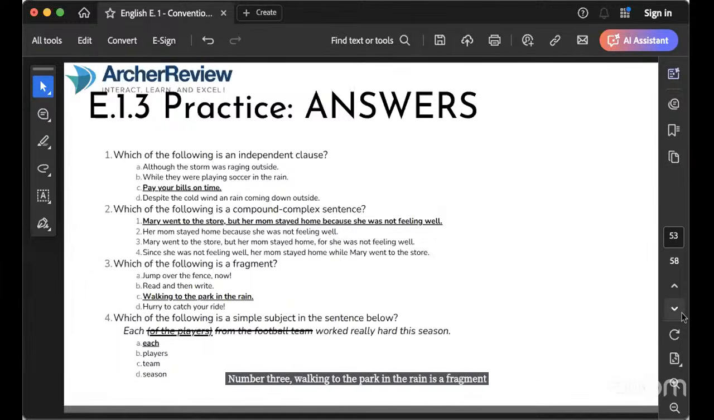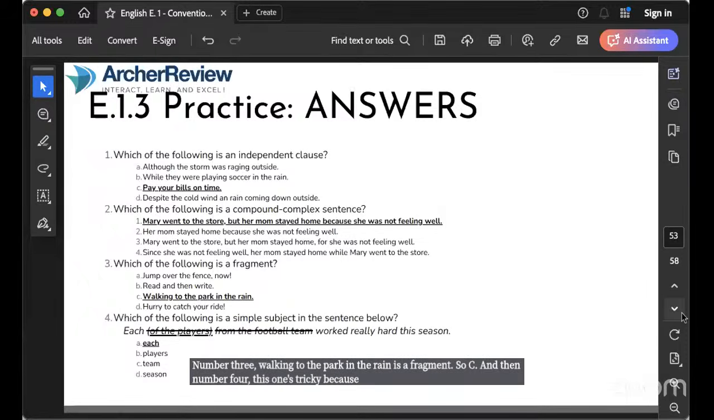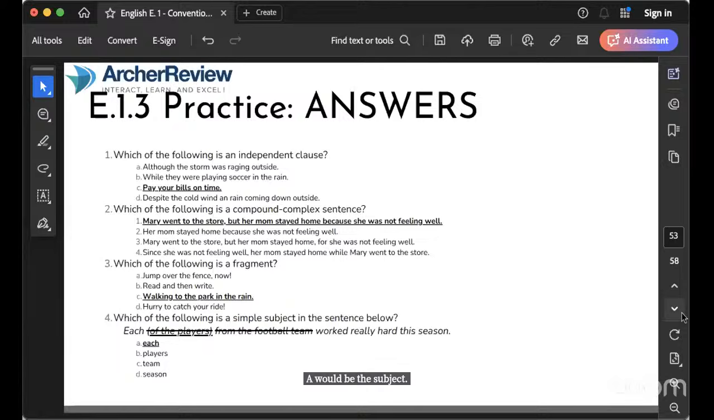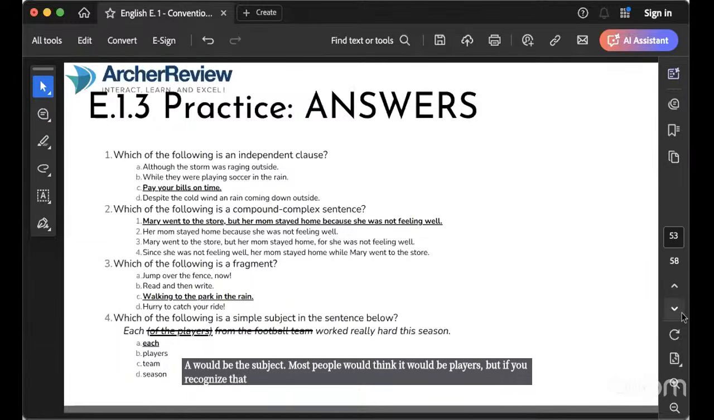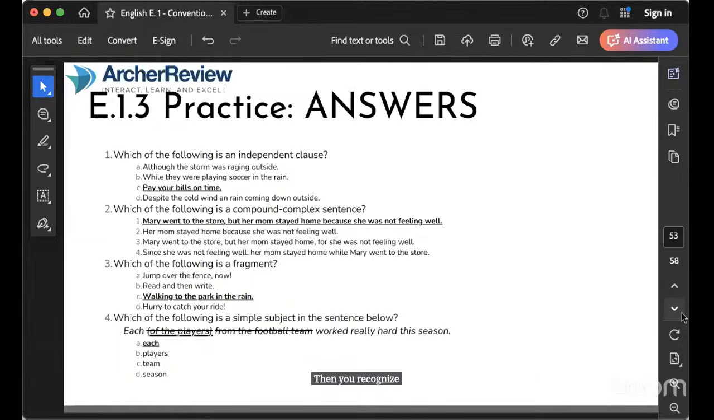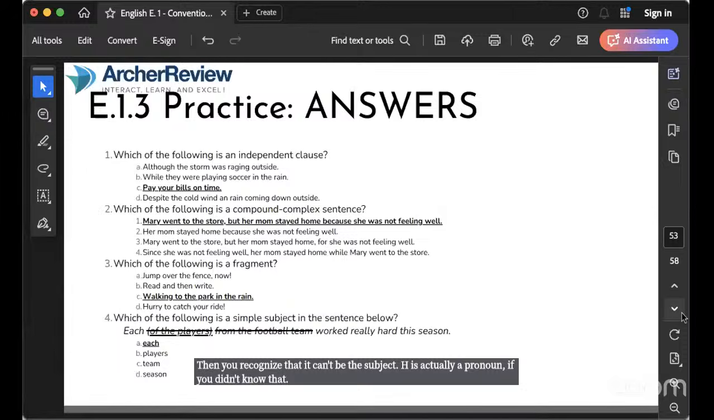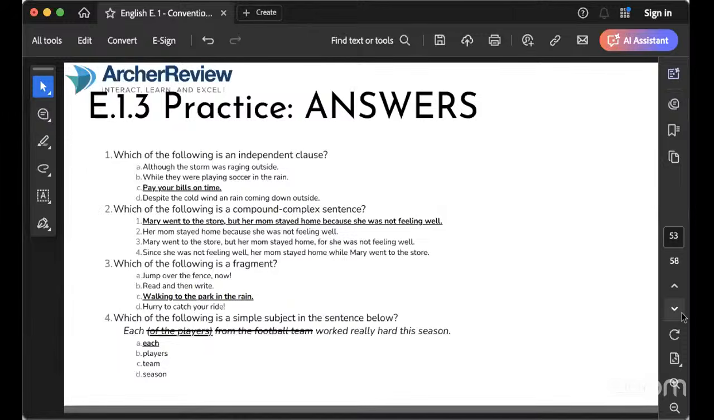So C. And then number four, this one's tricky because you have to remember that subjects cannot be included in prepositional phrases. So I just always mark through my prepositional phrases. So each A would be the subject. Most people would think it would be players, but if you recognize that players is in the prepositional phrase, then you recognize that it can't be the subject. Each is actually a pronoun, if you didn't know that. Any questions on that one?